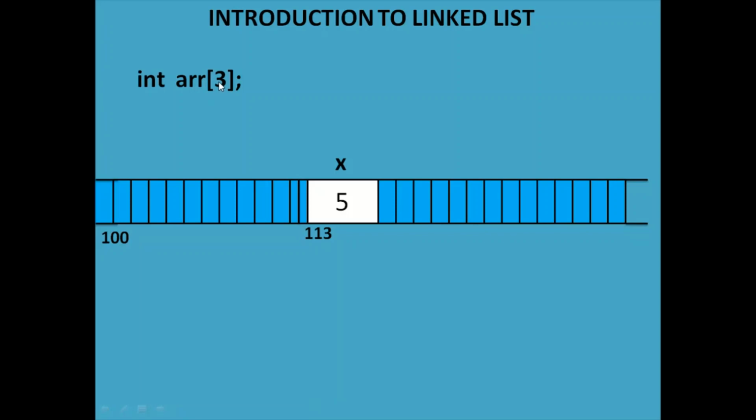The memory will allocate how many bytes? There are 3 locations. Each location will consume 4 bytes. So 3 into 4, how much? 12 bytes will be occupied. And these bytes will be in consecutive locations like this. You can see here, 4 bytes here, 4 bytes here, 4 bytes here: 4, 8, 12. Let us assume that the first value is 4, the second value is 7, the third value is 9.